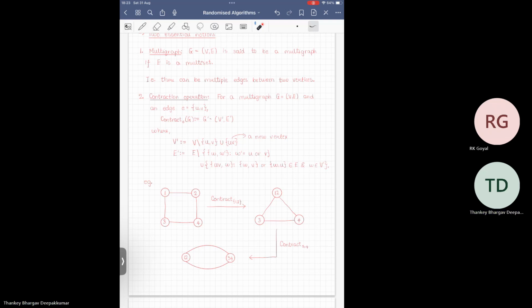Look at U, look at V, look at all the edges going out of U, look at all the edges going out of V. When you merge them to create a new vertex UV, the edges that were from W to U now would be from W to UV, and the edges that were from W to V now would be from W to UV, right?